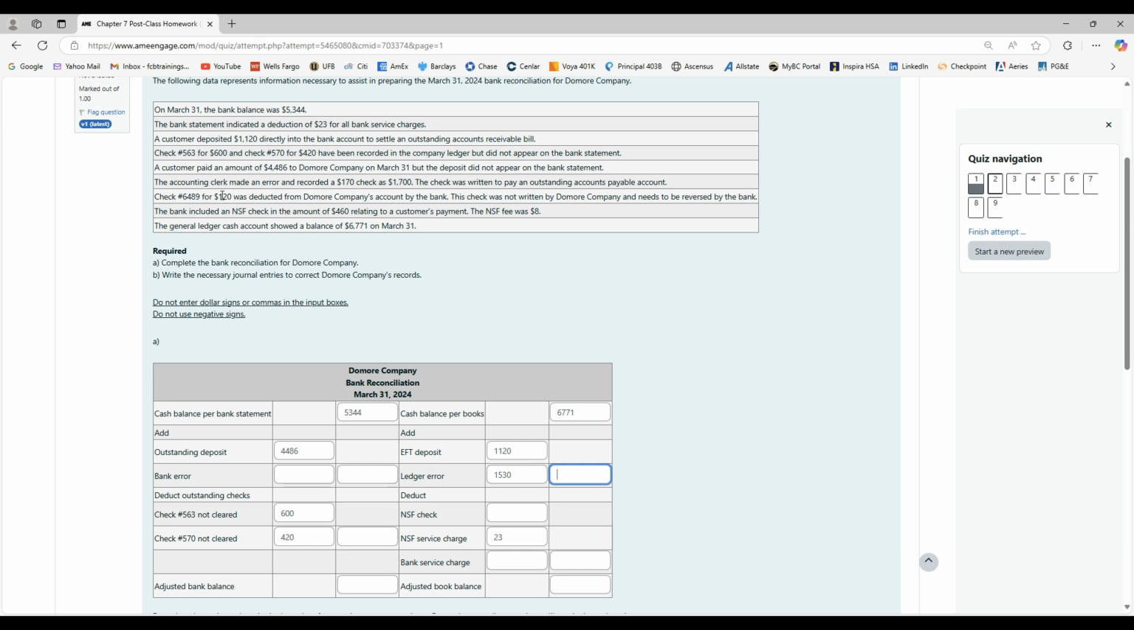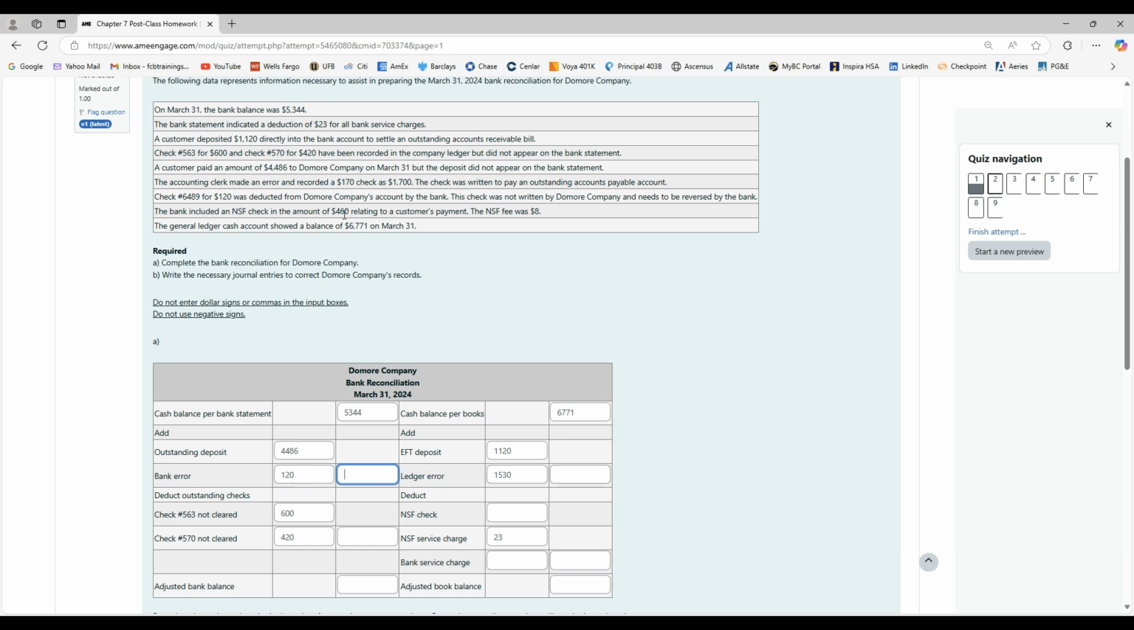Okay, check 6489 for 120 was deducted. So the bank made a mistake and processed the check on our account. But this check was not written by us, and it needs to be reversed by the bank, so that's a bank error. So that total amount just needs to be added back to the bank side. We don't have to take the difference because the whole thing was wrong. So this bank balance here shows this coming out, but that was an error, so they need to add it back in once we tell the bank.